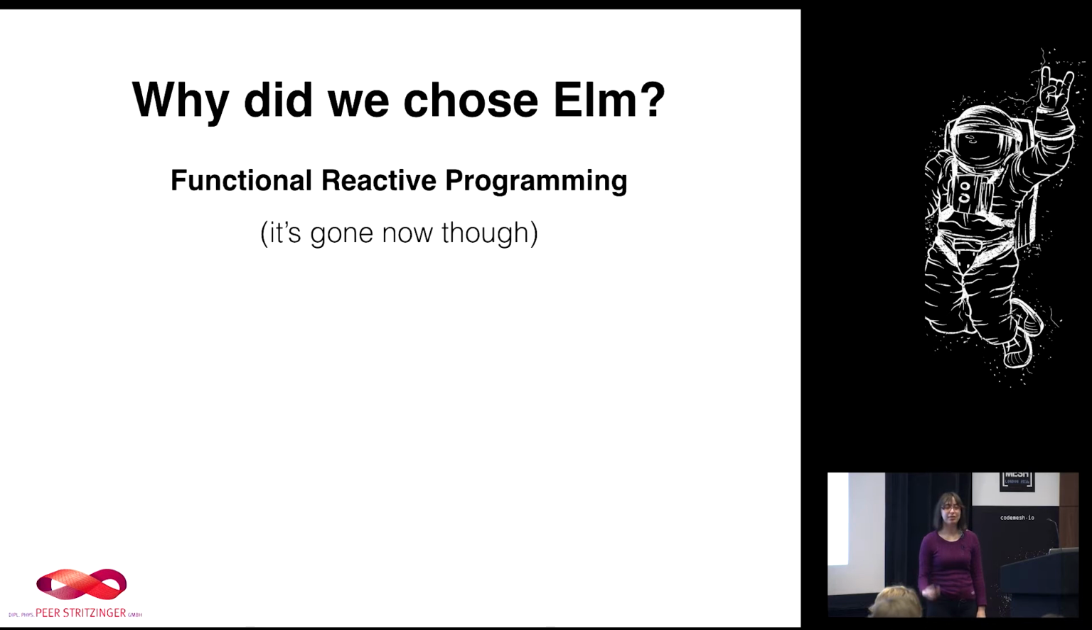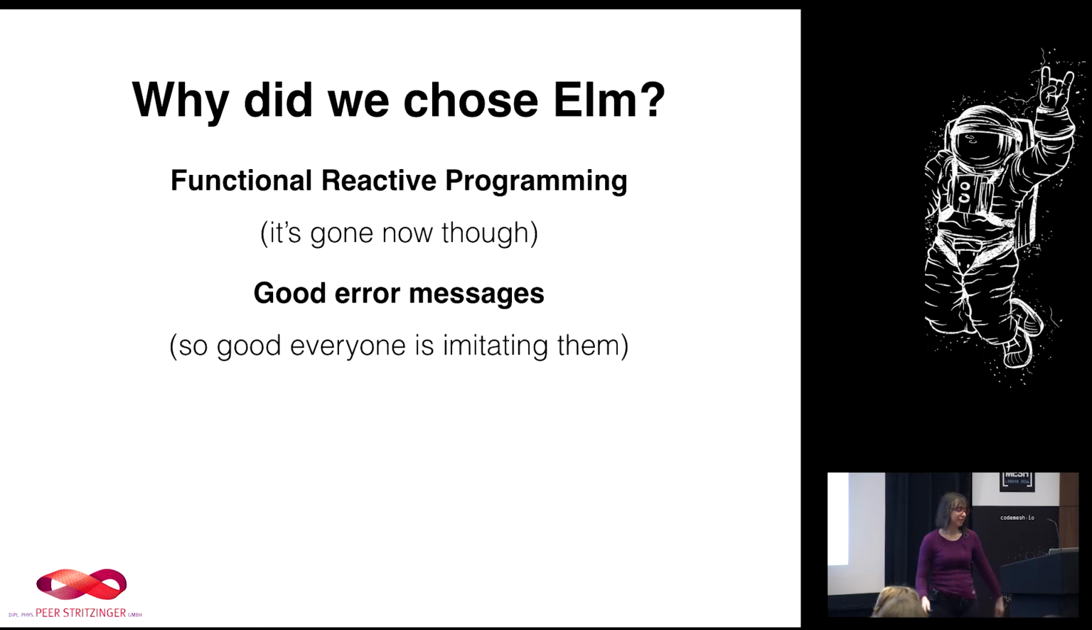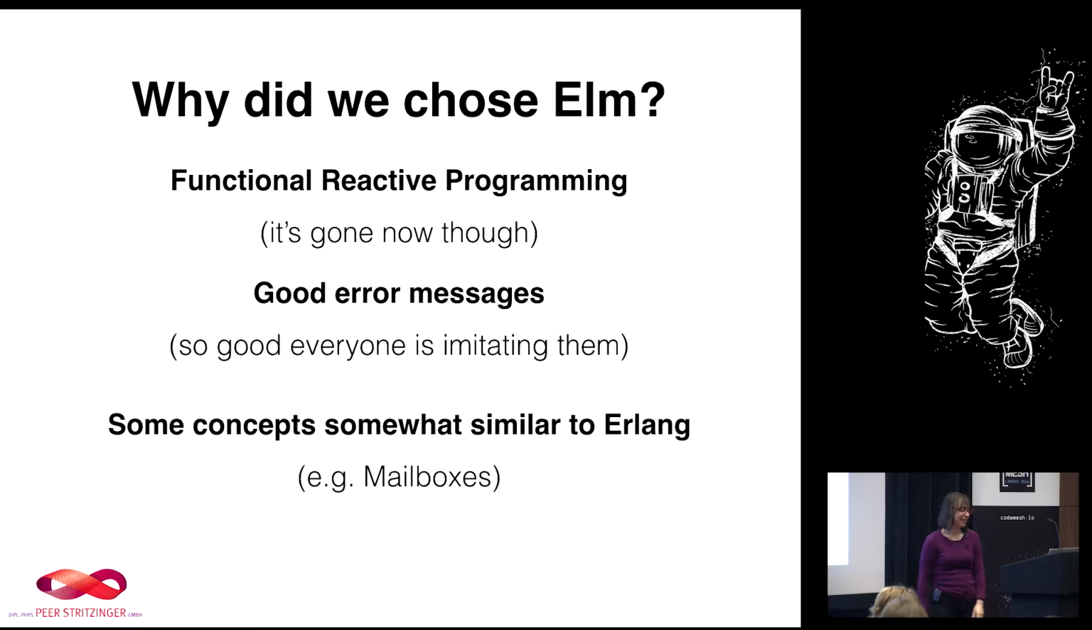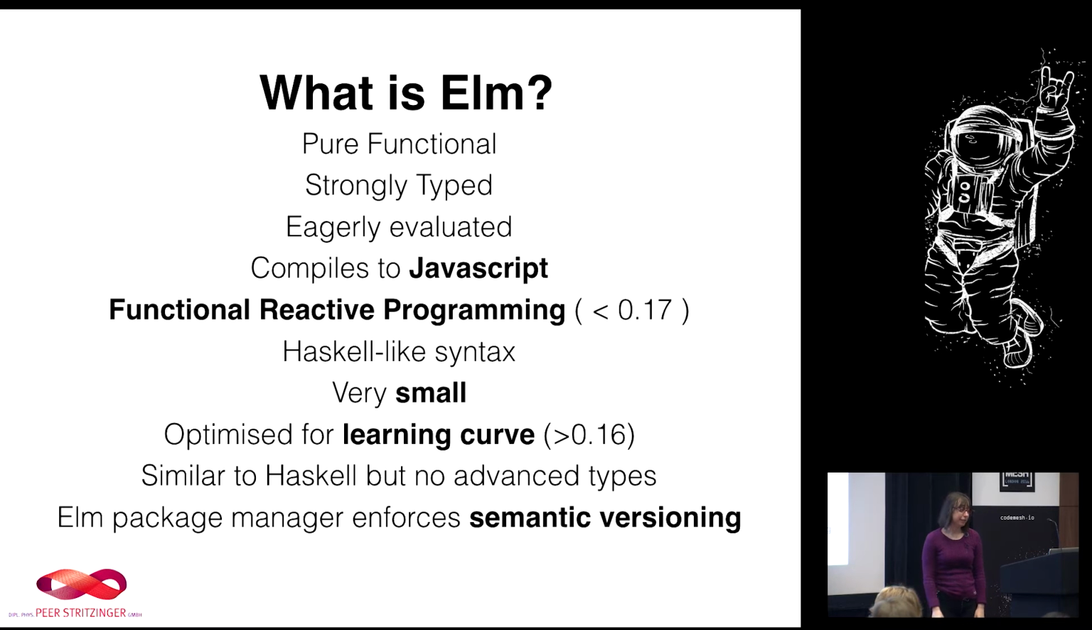So the main thing we wanted to have was functional reactive programming. Because being an Erlang shop, functional reactive programming is sort of a thing that felt familiar to us, but that is now gone. In 0.17, it's gone. Also, the good error messages were a pro. They're certainly better than "undefined is not a function". So that was something very motivating for us. Also, some concepts were similar to Erlang, like mailboxes. So it felt familiar.